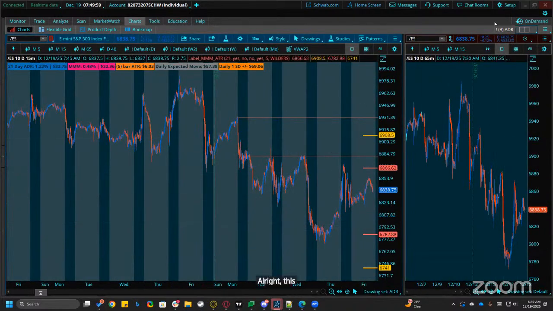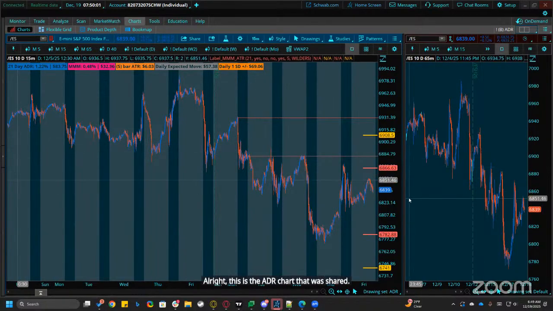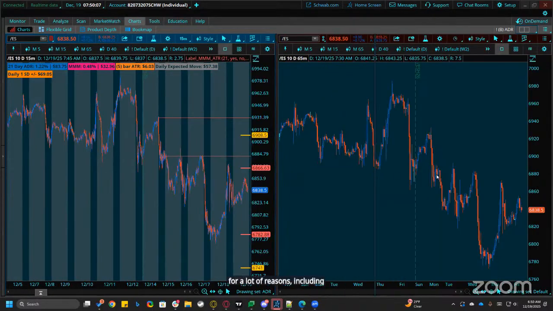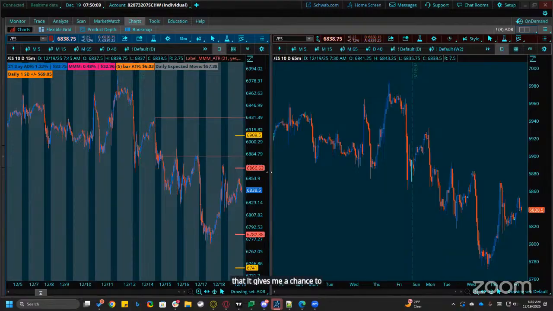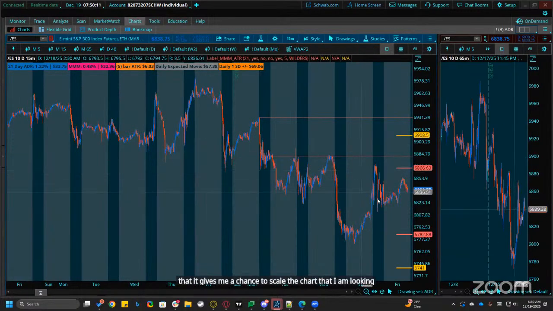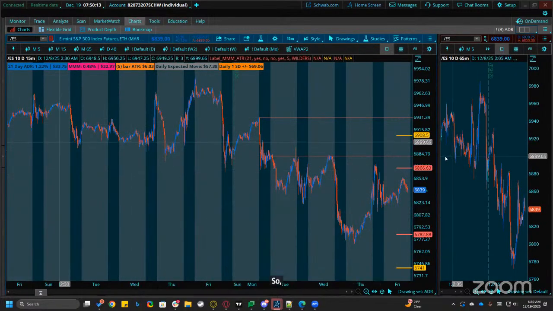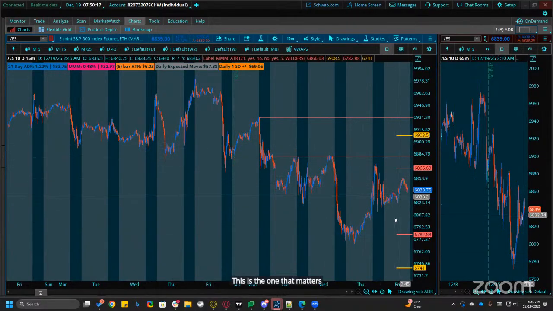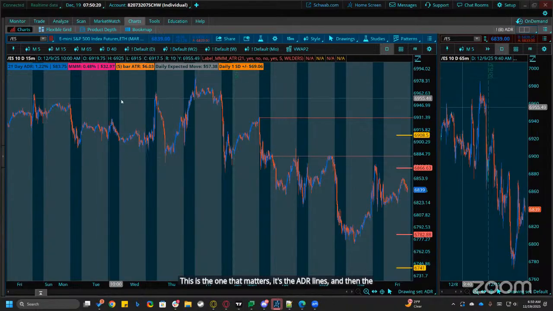All right, this is the ADR chart that was shared. I typically do have a second chart for a lot of reasons, including the fact that it gives me a chance to scale the chart that I am looking at. So that right one's there, not really paying much attention to it. This is the one that matters. It's the ADR lines and then the market maker move if we have one.